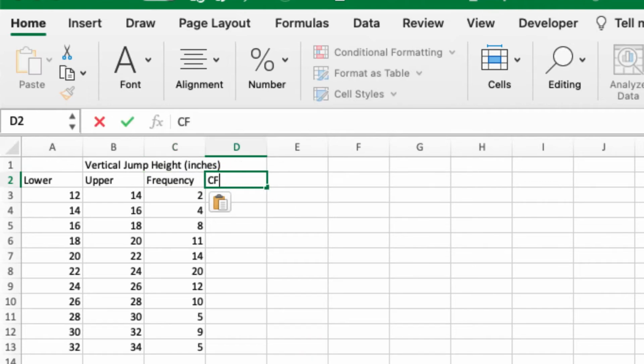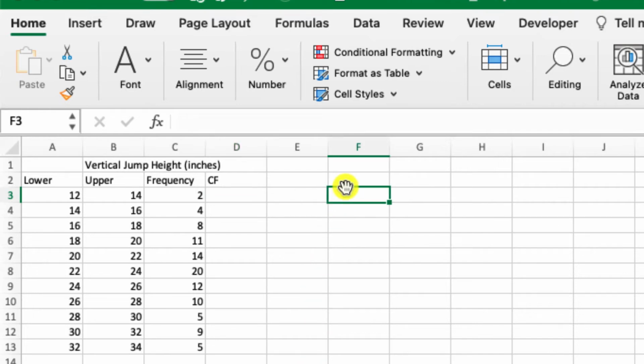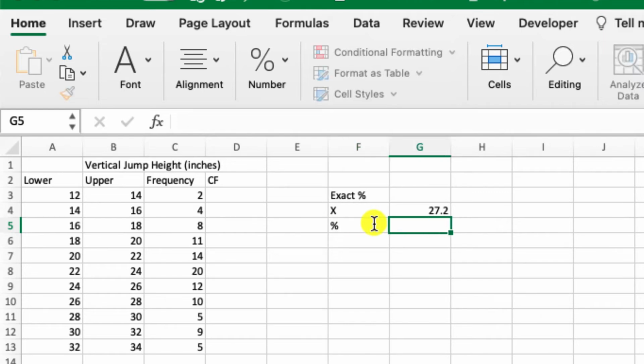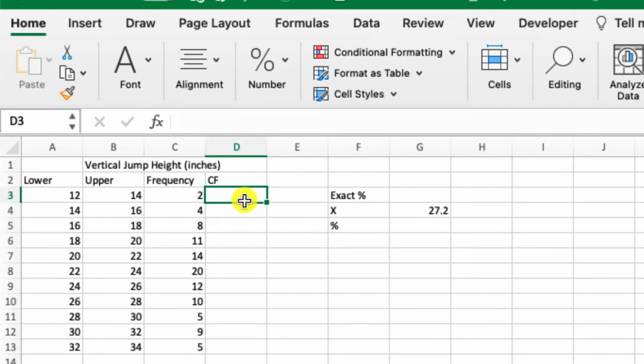I need a cumulative frequency column in order to calculate my percentile, and let's write this over here. I have an X value of 27.2. I'm interested in figuring out the percentile using our grouped frequency formula. So the first thing we need to do is calculate our cumulative frequencies by starting at the worst end of our distribution. So the lower the jump height, the worse the score.